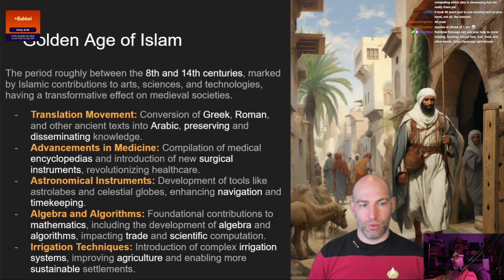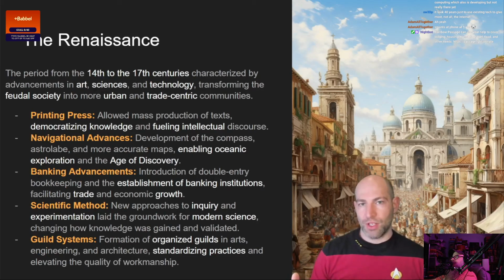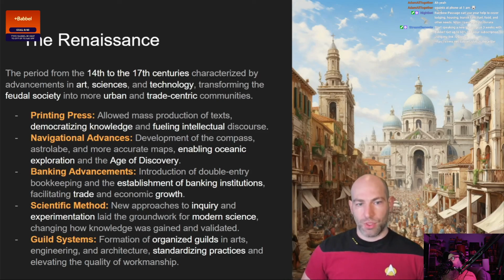And the history of industrial revolutions. Moving forward, after the Golden Age of Islam is the Renaissance. The Renaissance was kicked off when we saw the invention of a new information technology, the printing press. The printing press was the first thing that allowed us to mass produce intellectual content.